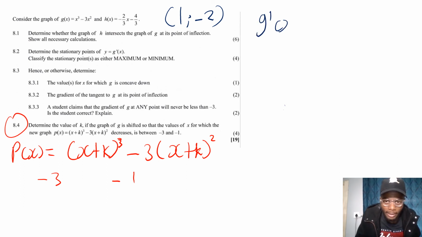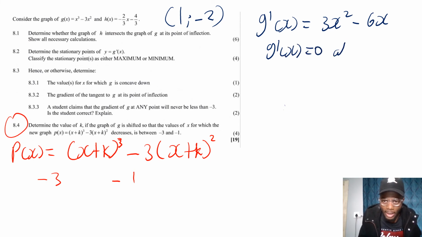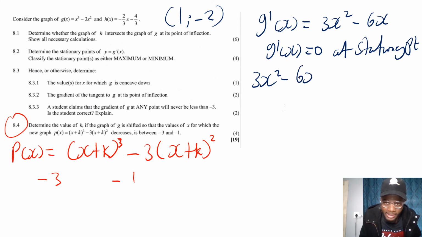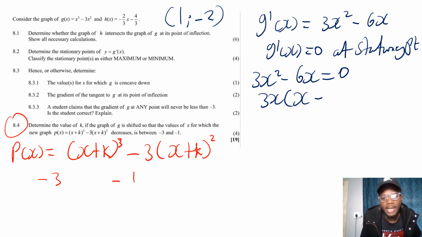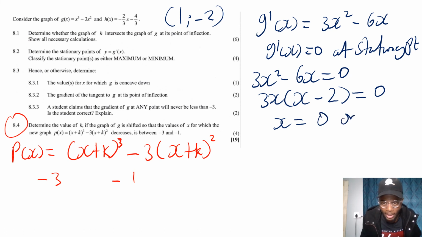Then g prime x, because when we want to find the stationary point, we have to do the derivative. It will be 3x squared minus 6x. Then the first derivative is equal to 0 at the stationary point. So 3x squared minus 6x equals 0, and we can take out 3x as our factor, and we'll be left with x minus 2 equals 0. x will be 0 or x will be 2. There's no need for us to find the corresponding value of y. We use this value of x.